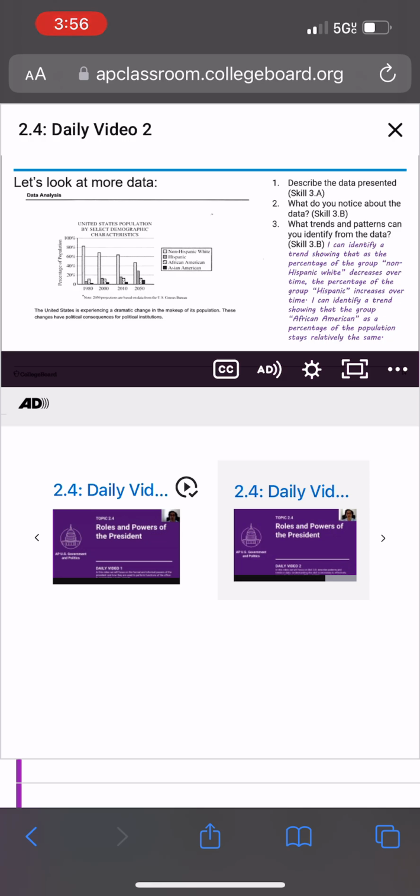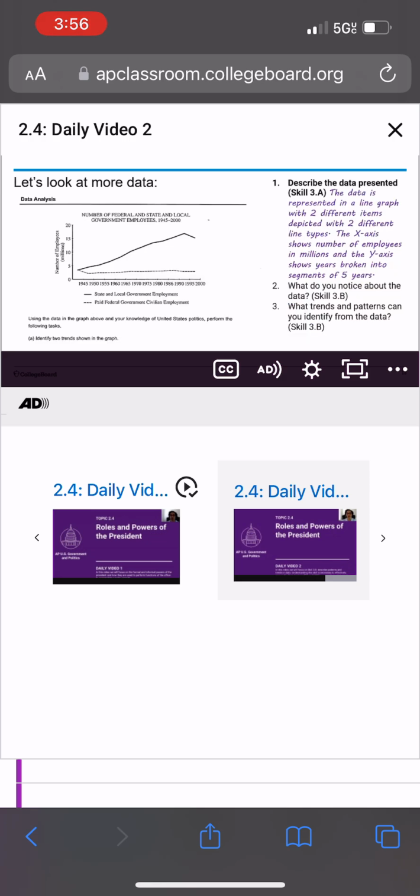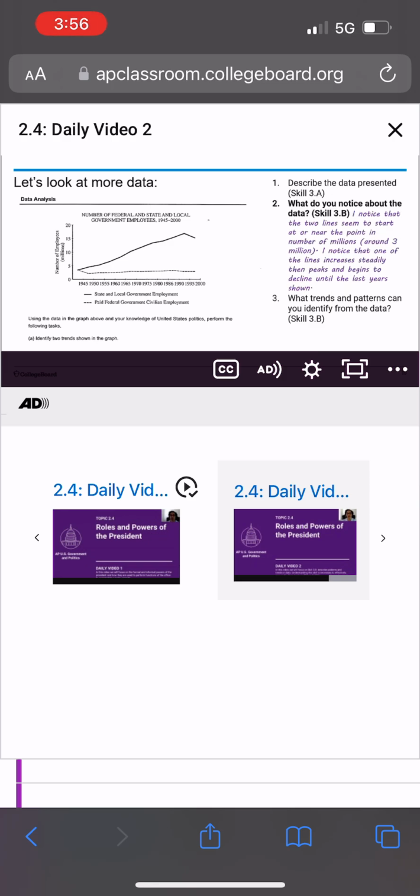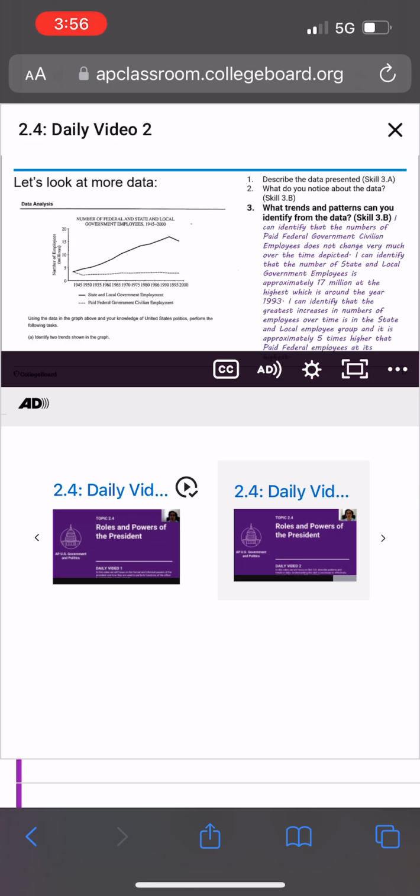All right, here's another one. This is a line graph. We've got 2 different graphs that are giving us information. We've got state and local government, and we've got paid government civilian employees. And so I have said what it is that I can see about the X and Y axes. And so we see, as just noticing this, the lines seem to start at or near the same point in terms of the millions. I noticed that one of the lines goes up pretty steeply, and the other one stays pretty level. I can identify that the number of paid federal government civilian employees does not change very much. It kind of stays the same over time.